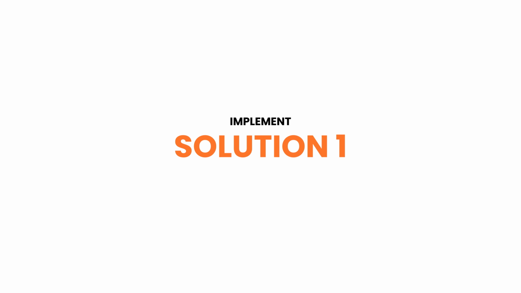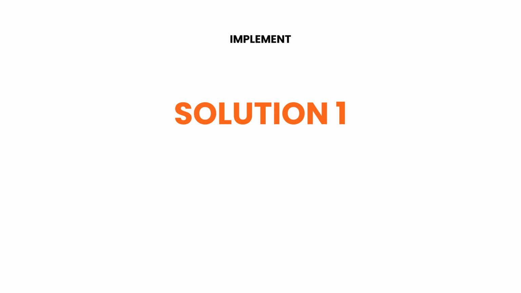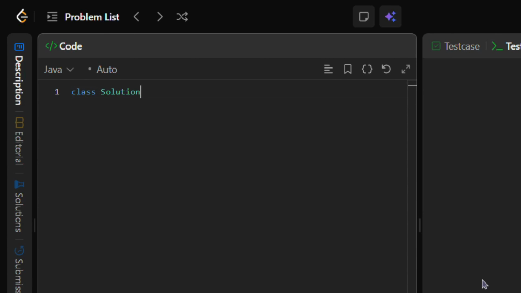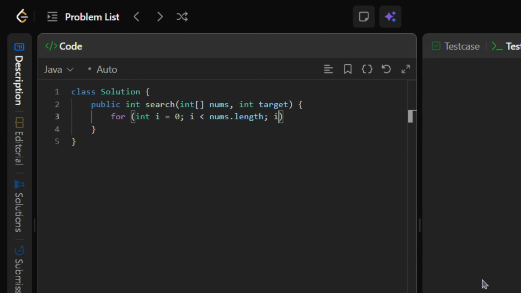Let's try to implement it using Solution 1. We begin by defining the solution class. This is simply the container that will hold our method. Then we declare the search method. It takes in a rotated sorted array and a target value that we want to locate. Next, we start a simple loop that walks through the array from left to right. Since we check each element exactly once, this loop runs in linear time.